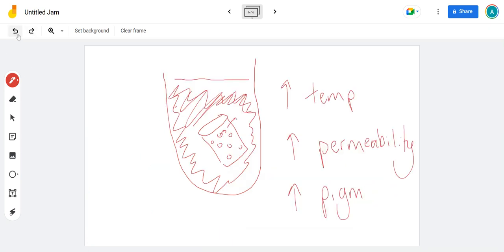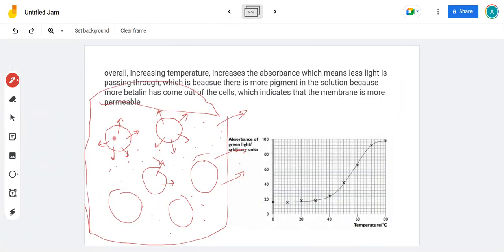Oops. I think I could just rub that out. Let's just rub out the bit that's gone on the right.